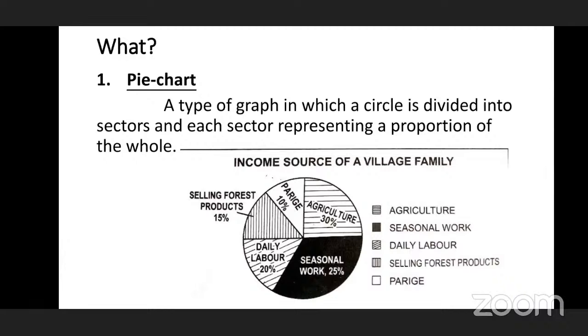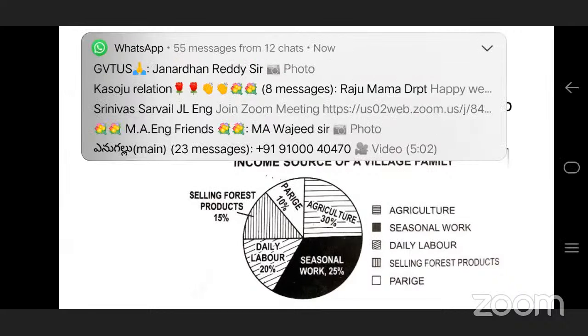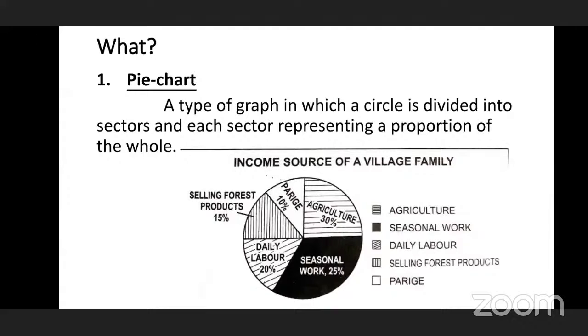It is a type of graph in which a circle is divided into sectors and each sector represents a proportion of the whole. This is the example for the pie chart. You can see it there: income source of a village family. This is what is conveyed in this pie chart. This is the main idea of this pie chart: income source of a single family in a village.